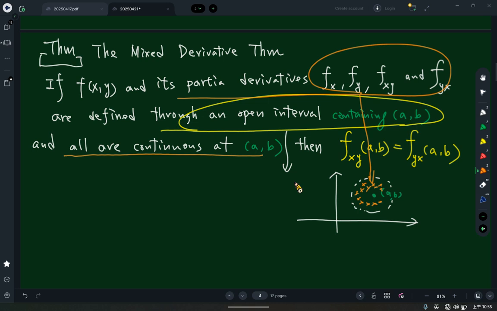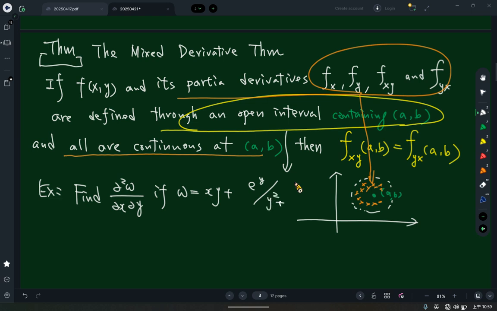I will show you an example that can shorten our calculation. For example, please just find partial square w, partial x, partial y if w is equal to xy plus e to the power y over y squared plus 1. So you can notice that the calculation is this one, right? So based on this notation, which partial derivative should we take care of first? Partial y first, right? Then partial x will be the later one.